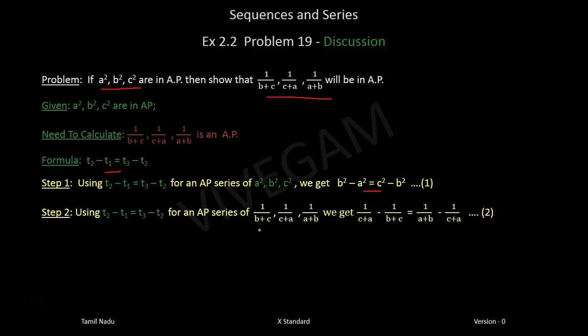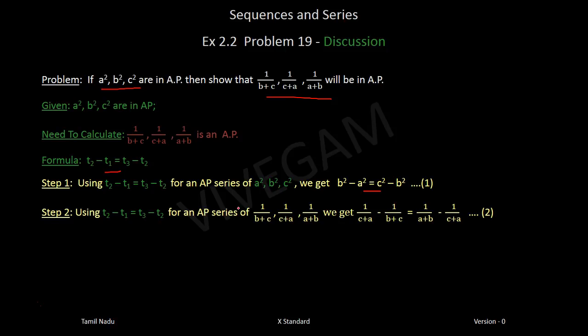Let's assume that this is an AP. So what will happen? This minus this, that is 1 by c plus a minus 1 by b plus c, will be equal to 1 by a plus b minus 1 by c plus a. So this is the equation. Now you simplify, take LCM for LHS and RHS and simplify it, then you will get this equation. If you get this equation, we know that this is true. If that is true, then this is true. If this equation is true, then this is an AP series. That is how you need to prove.